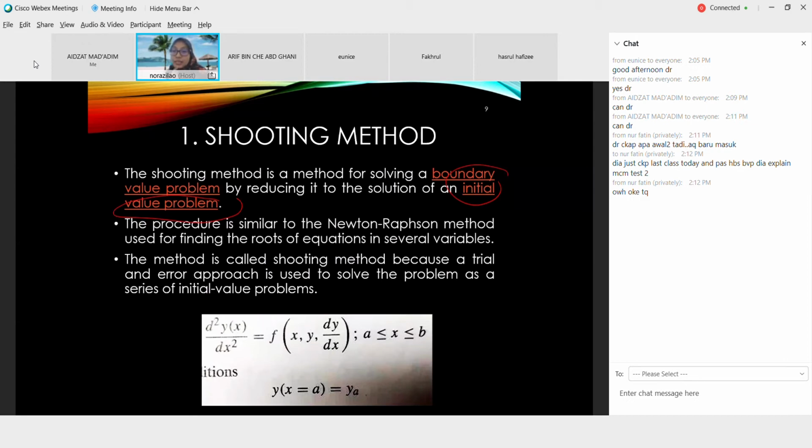What are the two methods for initial value problems? First, Euler. Second, Runge-Kutta. The procedure is similar to the Newton-Raphson method. It means that Euler and Runge-Kutta are used for finding the root of equations in several variables. The method is called the shooting method because a trial and error approach is used to solve the problem as a series of initial value problems. For example, you have a second order equation and then you reduce it to first order.